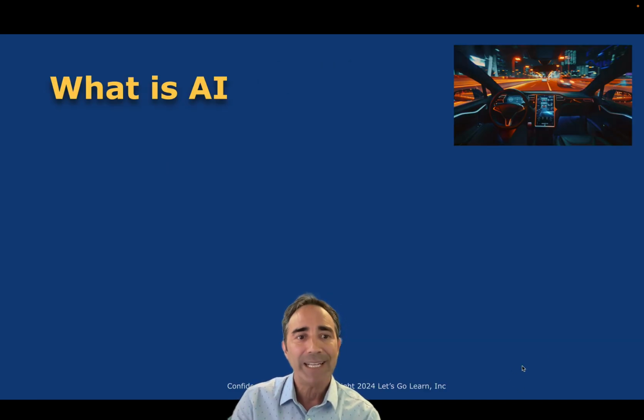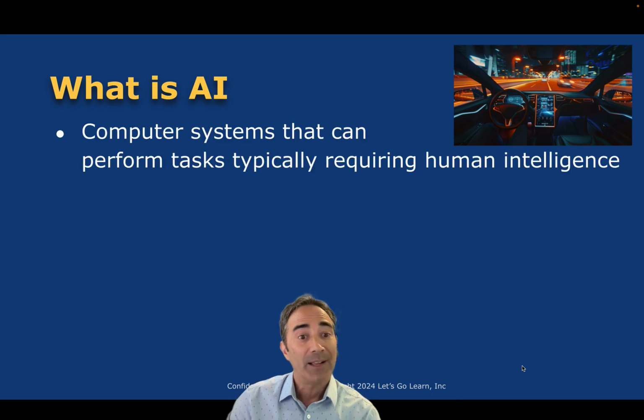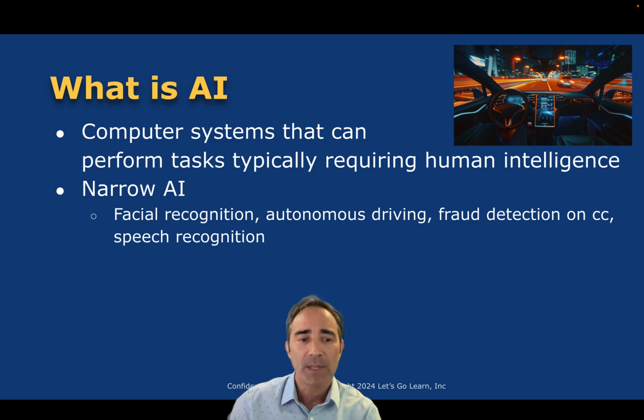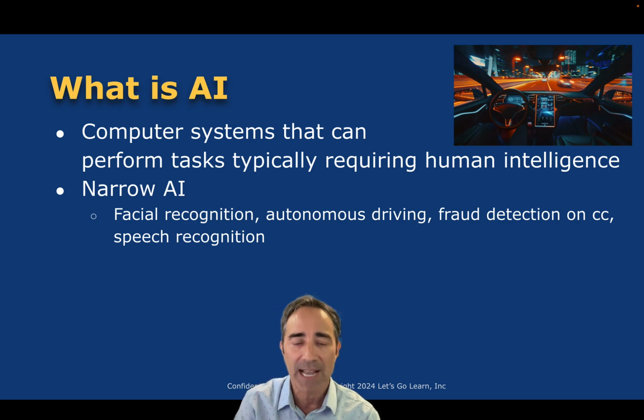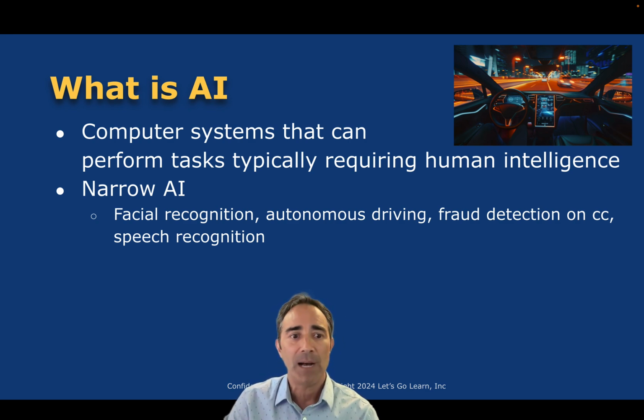So first of all, what is AI, right? A computer system that can perform tasks typically requiring human intelligence. Simply put. Now, there's 2 types of AI. There's narrow AI, and it's really interesting because over the past few years, I don't know if you realize, but facial recognition, autonomous driving, credit card fraud detection, and speech recognition has really gotten good, right? My phone is so good now at recognizing my voice. Also, the unlock on my phone is really fast. This is all driven by narrow AI.